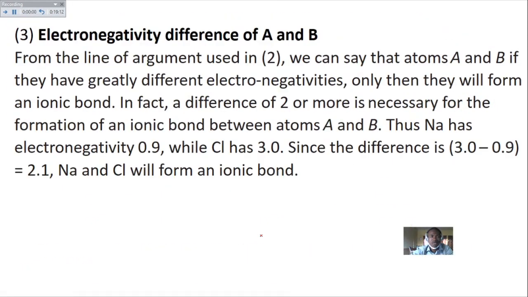Now let's talk about the third one, which is what we call the electronegativity difference of A and B. From the line of argument used in two, we can say that if atoms A and B have greatly different electronegativity, only then will they form an ionic bond.